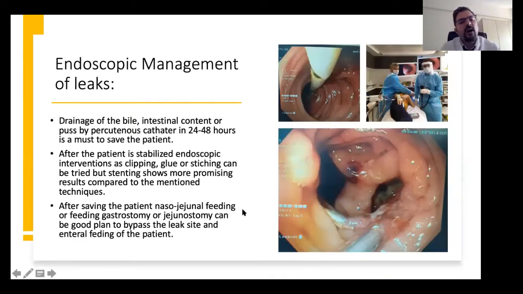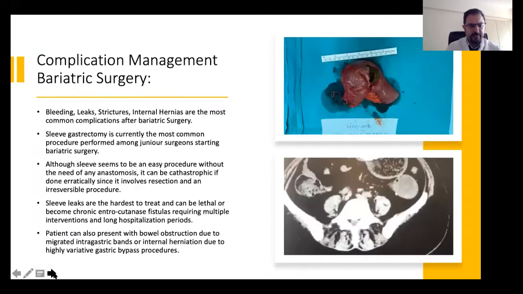And how can we use endoscopy to manage leaks? Sometimes we have complex leaks in that picture, like on the duodenum. And what we can do with these, we have to save the patient first. We have to feed the patient and then think about it. And after the patient is stabilized, we can use an endoscopic clip, stitch, and or a stent in order to block that site of the leak. But we have to always improve the patient's condition and realize where the leak is.